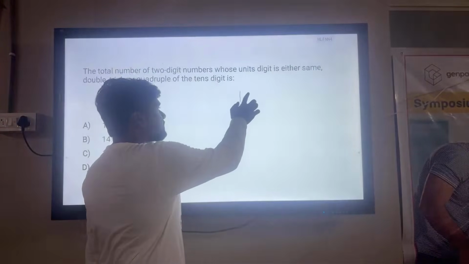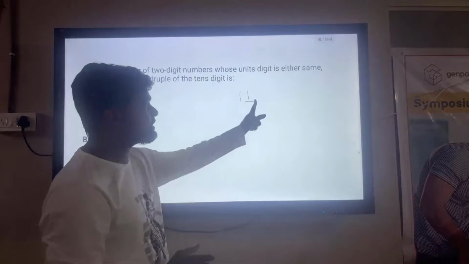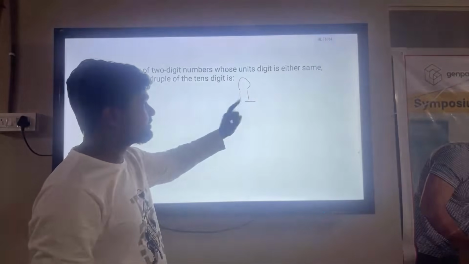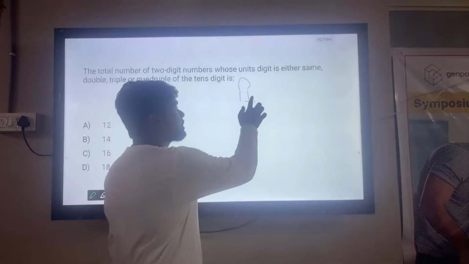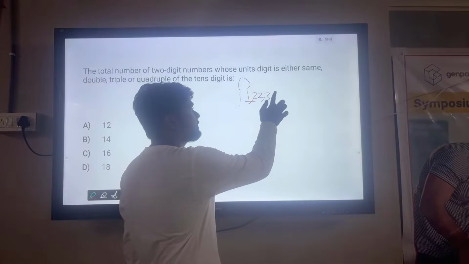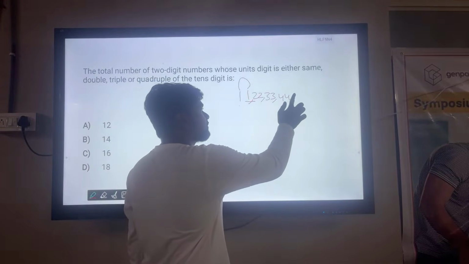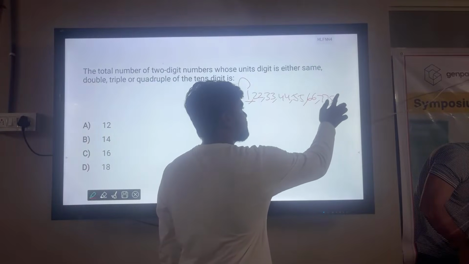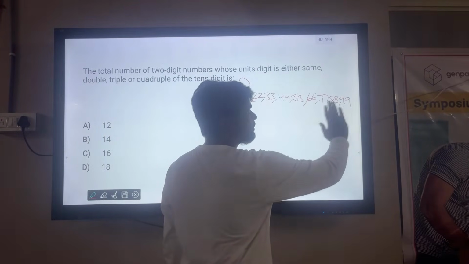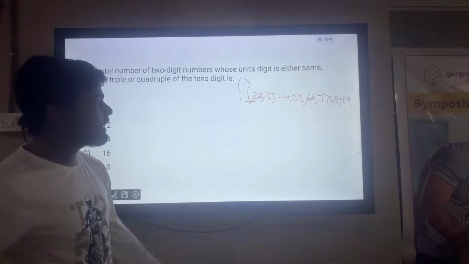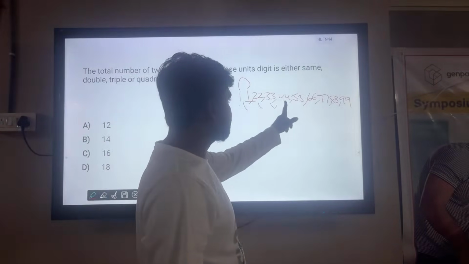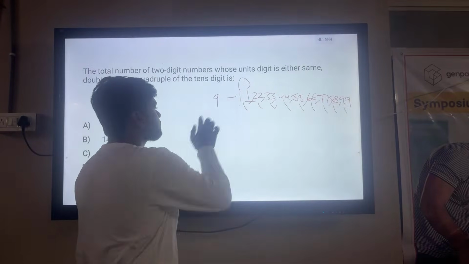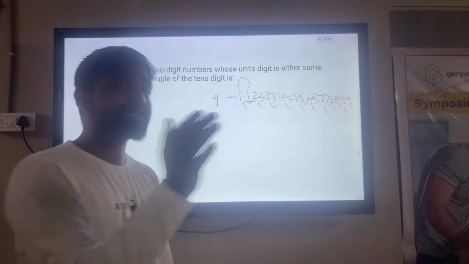Suppose 11 is there. The unit digit is the same as the tens digit. Same: 11, next 22, 33, 44, 55, 66, 77, 88, 99. Only up to two-digit numbers. So how many numbers are there? 1, 2, 3, 4, 5, 6, 7, 8, 9. These are 9. In this case, the unit digit is the same as the tens digit.